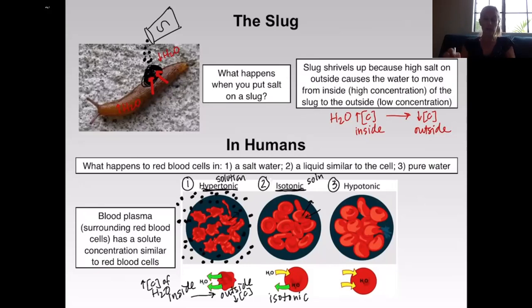And the way I remember that, remember I drew all those little dots? I always think of that as hyper. Hyper, hyper, hyper. That means lots and lots of solutes, right? Solution has lots of solutes. All right. The last example is called red blood cells in a hypotonic solution.